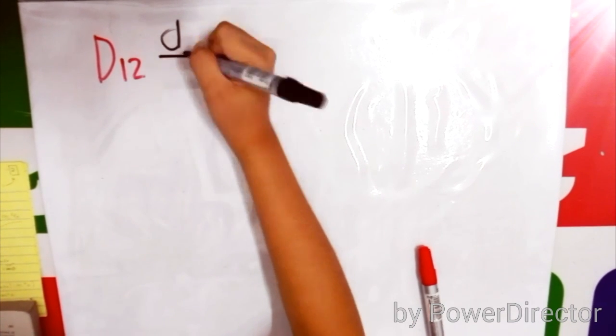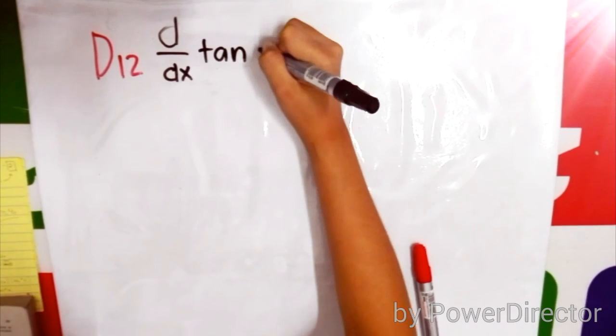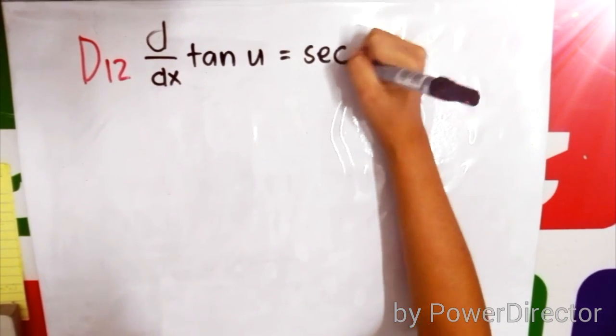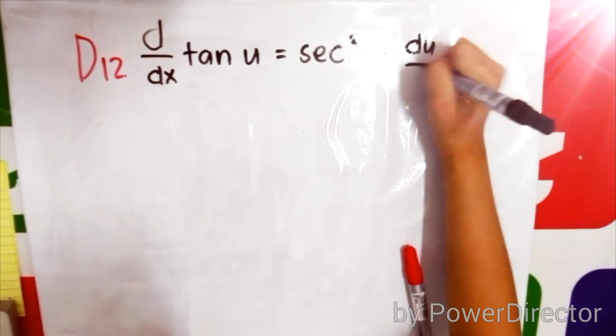D12. The derivative of tangent u is equivalent to secant squared u multiplied by the derivative of u.